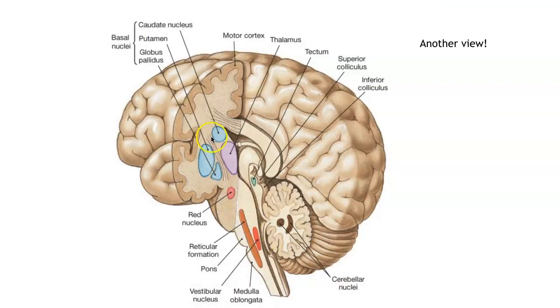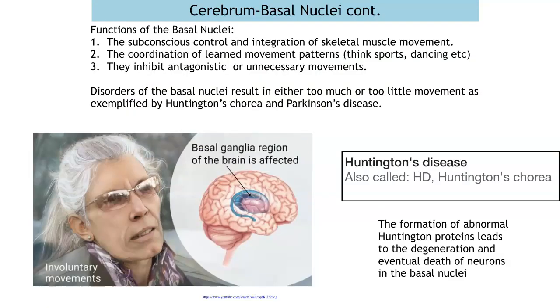Here's another view. Here we have a mid-sagittal cut, and then we have a coronal cut here, so you can kind of get more of a 3D view. These light blue guys, there's three of them. These are the basal nuclei, and this is showing you the internal capsule going through them where those projection fibers are going through. So it's a 3D view, because they're kind of hard to visualize. But what do they do?